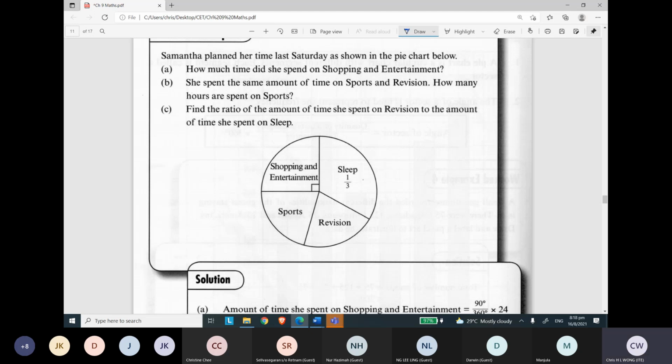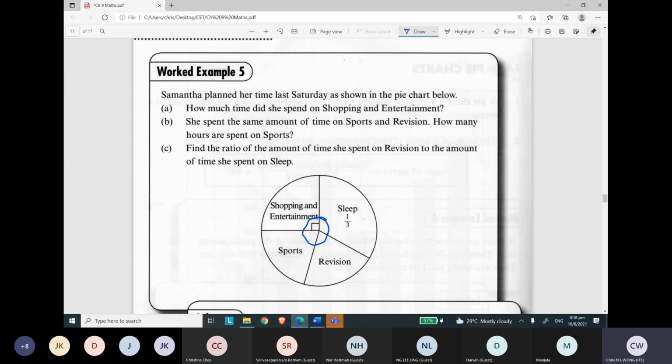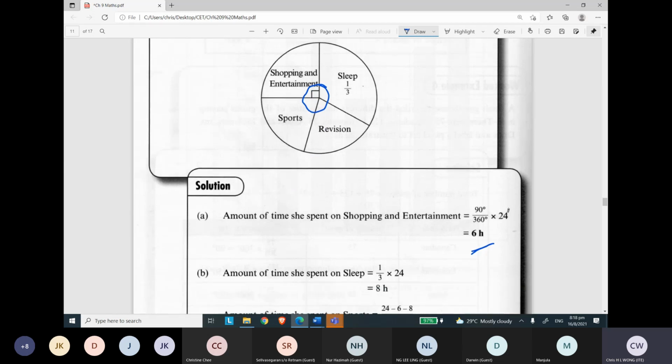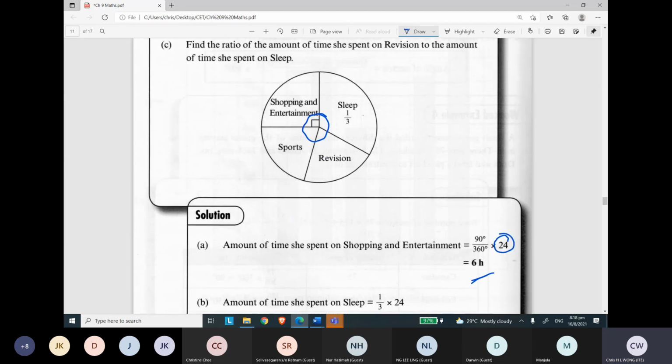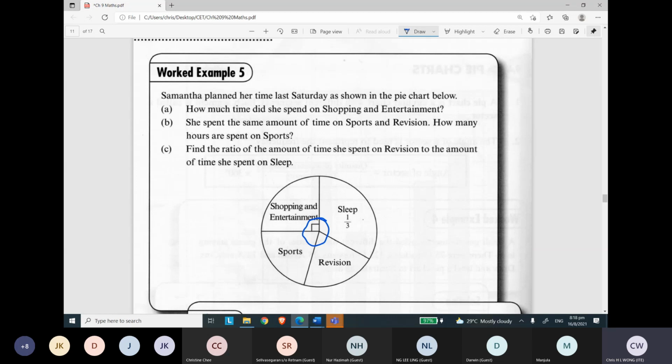So right now, they ask you, how much time did she spend on shopping and entertainment? Now, your pie chart can represent a lot of things. I told you it can represent percentage, right? It can also represent one whole circle to be 1 day. In this case, they should tell you the whole thing, because I noticed they use 24 hours. They didn't really tell you this is considered 1 day. They must tell you that this is considered 1 day. So when I know the whole thing is 1 day, then every portion, if you want to change to percentage, depends on how many times.